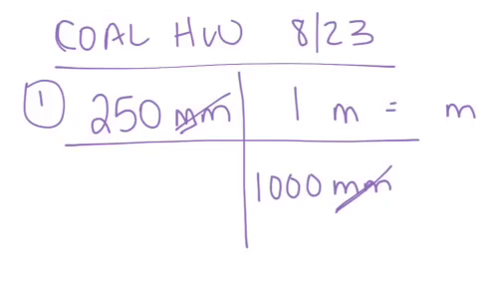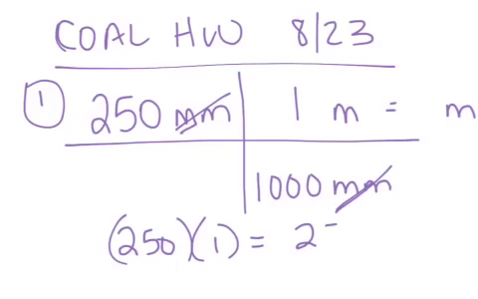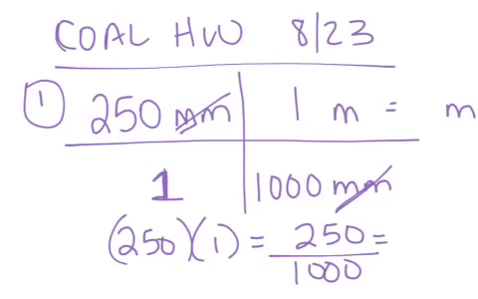So of course we do 250 times 1 equals 250. And then, of course, there's an invisible 1 right here. 1 times 1,000 is 1,000. And, of course, now we divide. So we get 0.25 meters.